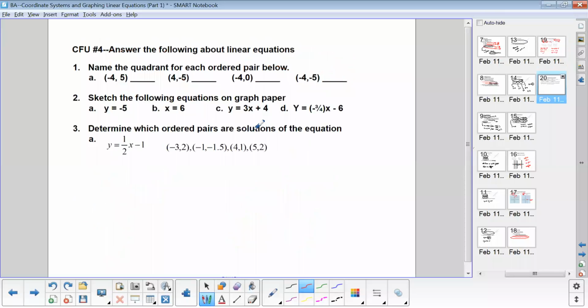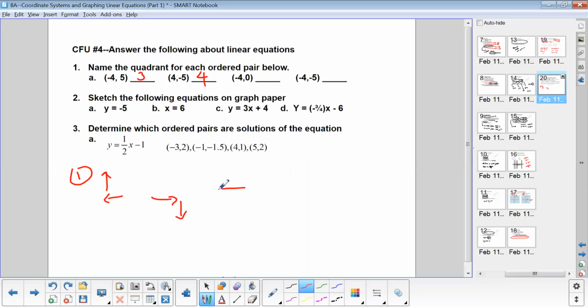So, your check for understanding. Number 1: name the quadrant for each ordered pair below. (-4, 5) just means you're going left and you're going up. The second one would be (4, -5), which means you're going positive and down, so that would be quadrant 4.